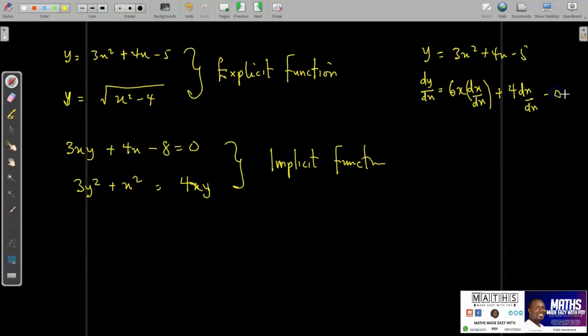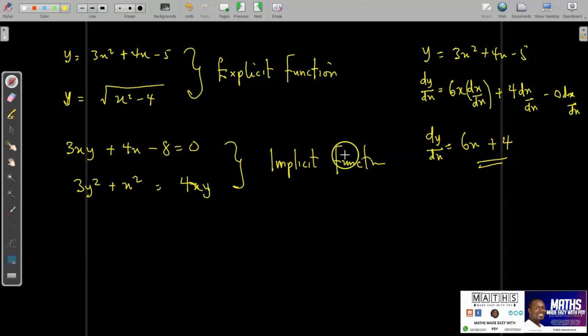So minus 0 dx, for which dx over dx will still give you what? 1. So finally, you realize that the answer we write for this question will be dy dx equal to 6x, because dx is giving us 1. We don't bring the 1. Then plus 4, because dx is also giving us what? 1. So the final answer for differentiating y equal to 3x squared plus 4x minus 5 is 6x plus 4.